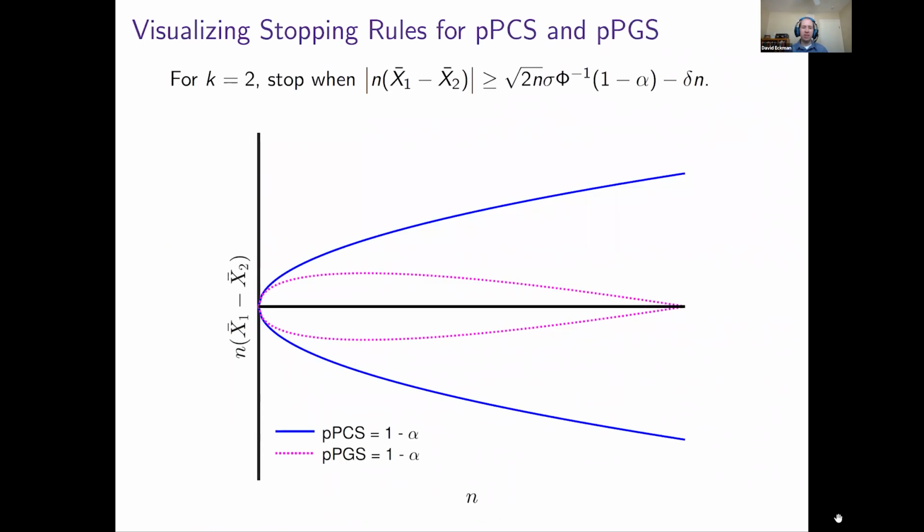I wanted to give a visual example here. If you think of the case where you have two alternatives with equal variances that are known, then you can write out the posterior PCS or posterior PGS in terms of the normal CDF. And then by inverting that, you can get the following continuation region for these kinds of stopping rules, which is written at the top of the slide here.